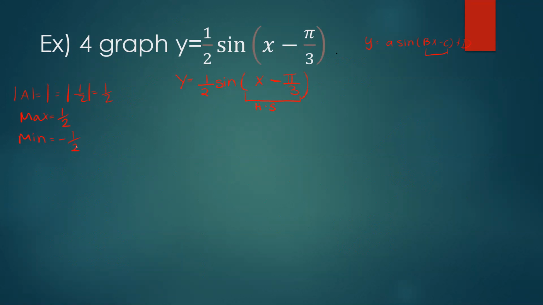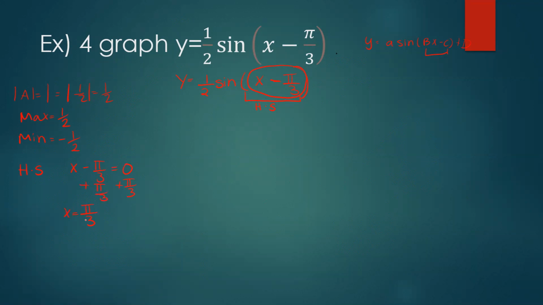Okay, now we have a horizontal shift. I'm going to abbreviate it as HS, horizontal shift. So what you have to do is set the bx minus c to 0. So you're going to set this whole thing to 0 and then solve for x, right? So it's x minus pi over 3 equals 0, and then solve for x. So you're going to add pi over 3 to both sides. So you get x equals pi over 3.